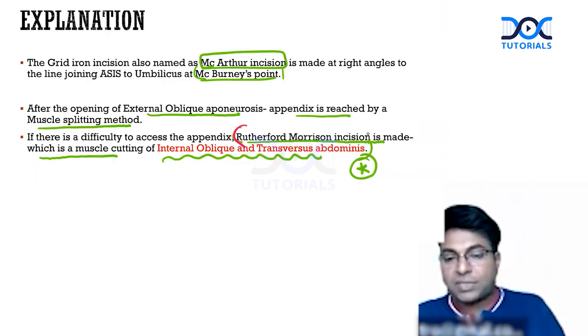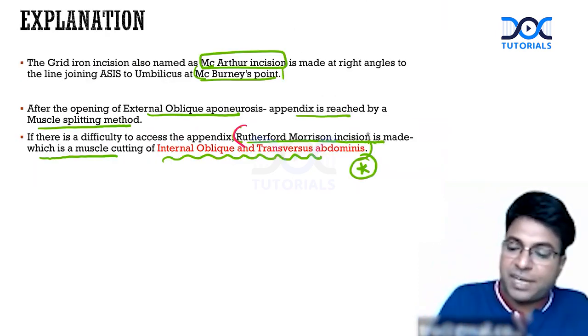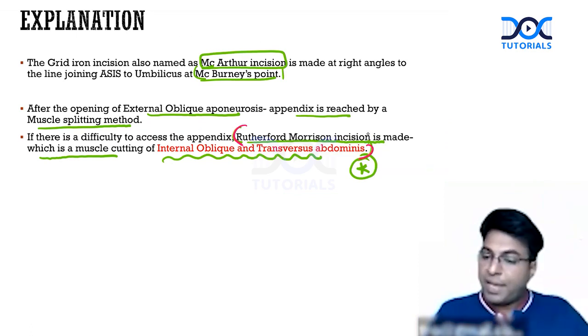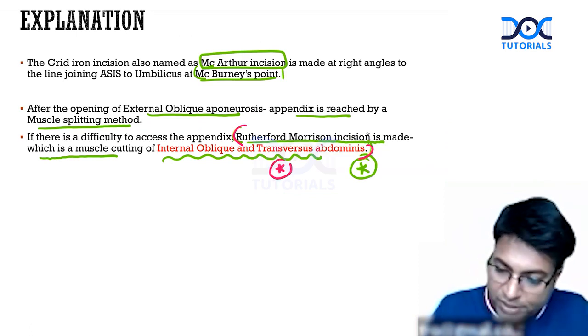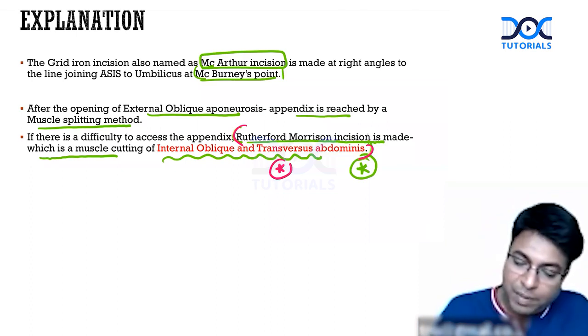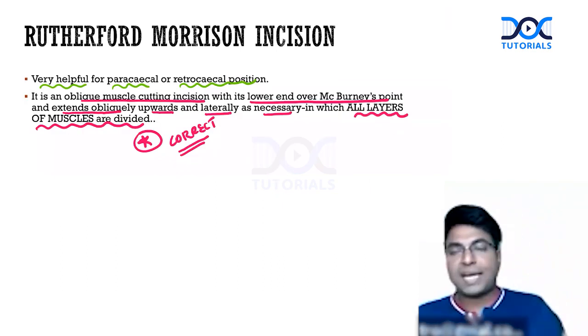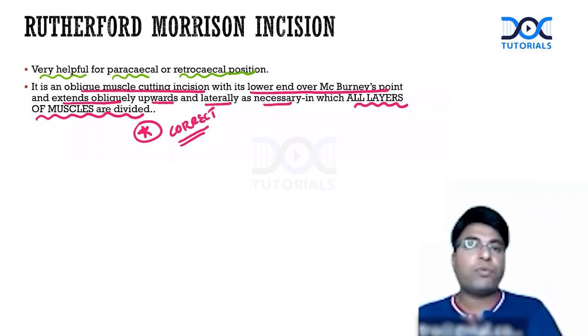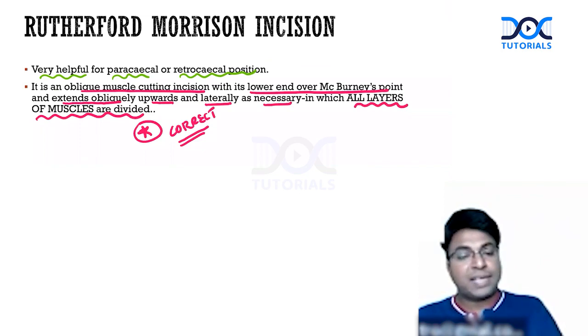Internal oblique and transverse abdominis alone being cut is mentioned in another place. If the question setter has not read this paragraph fully, he would have kept this as a choice. But I'm telling you the correct answer is all the muscles will be cut. Internal oblique, transverse abdominis and external oblique muscle also will be cut in a Rutherford-Morrison incision. And there is high chance of hernia with this type of incision.